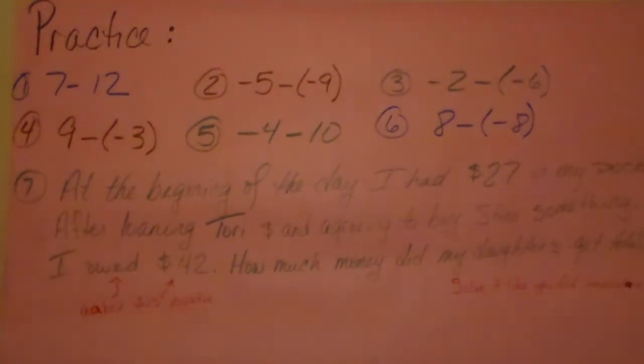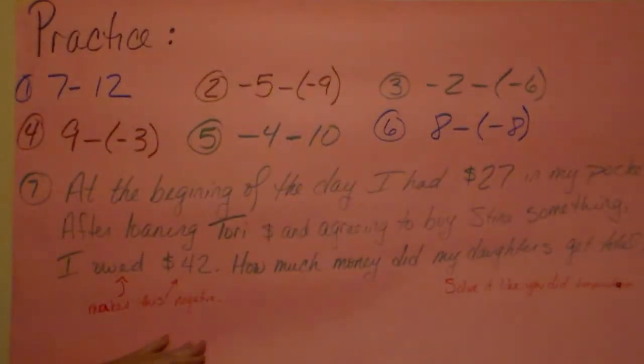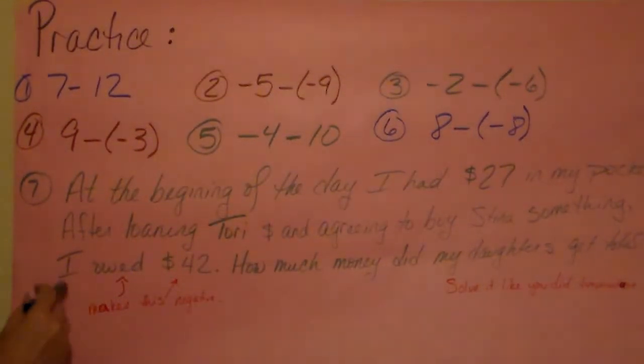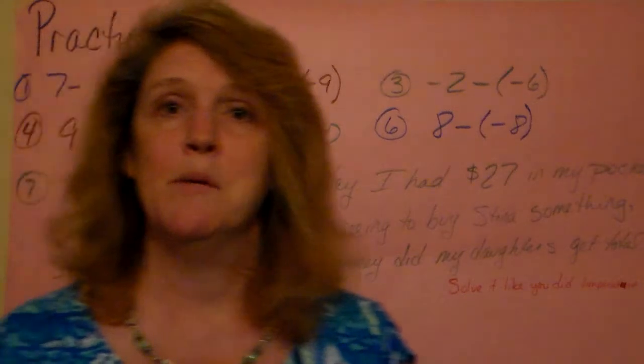Practice. This is your turn. I've got 6 subtraction problems and a word problem. I owed $42. Owing it means that this is a negative 42. So realize that as you're putting this together. So, good luck.